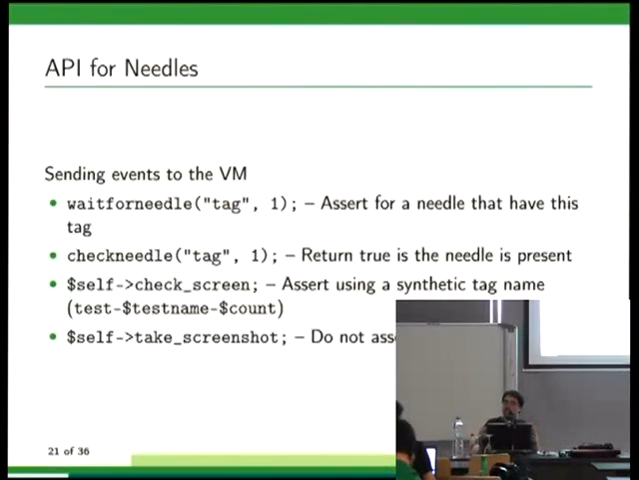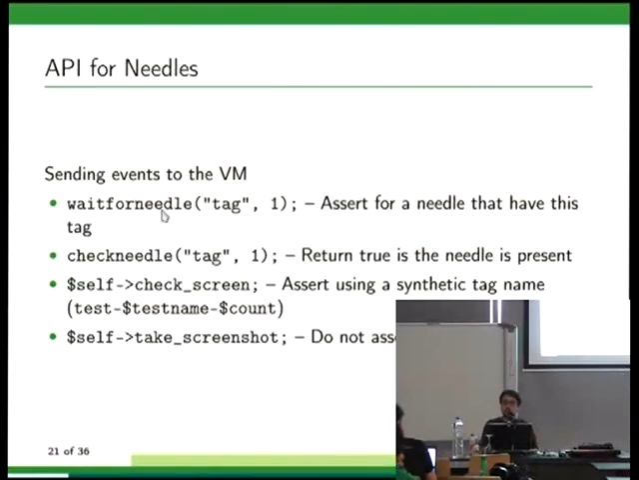We only want to check a certain state, and check for needle is for that. Check for needle is the same as wait for needle, but instead of stopping the process, it returns true or false if there is a positive or negative match. A check screen is something that we see in the OpenOffice test. A sometimes convenient way for a call of wait for needle.